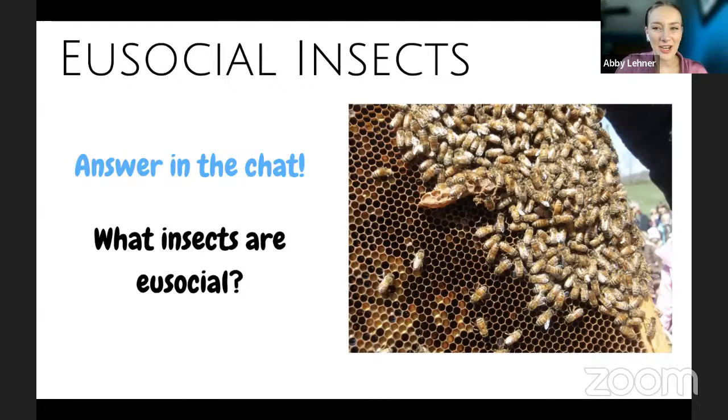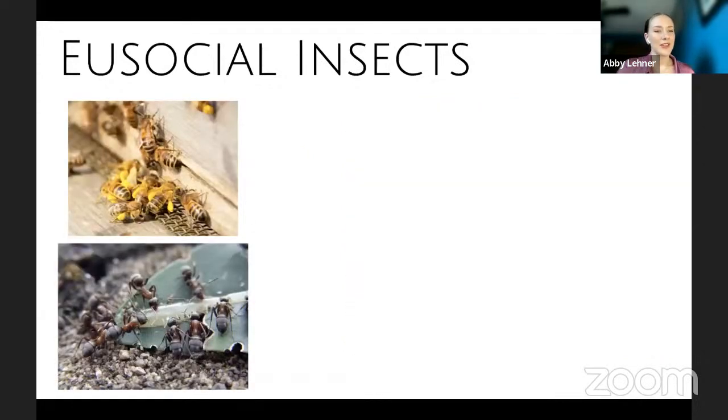Seeing some answers coming in, it looks like ants is one of the most popular guesses, which is completely right. Awesome job. And of course, honeybees are eusocial, as previously discussed. But let's talk about what other insects are eusocial. We have our honeybees and our ants here.